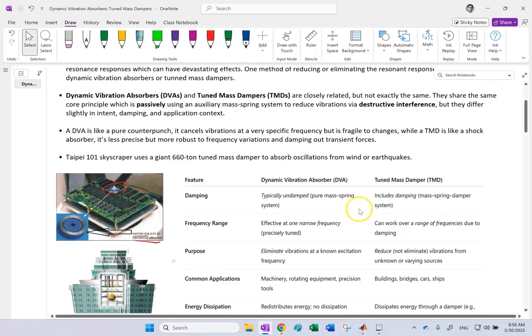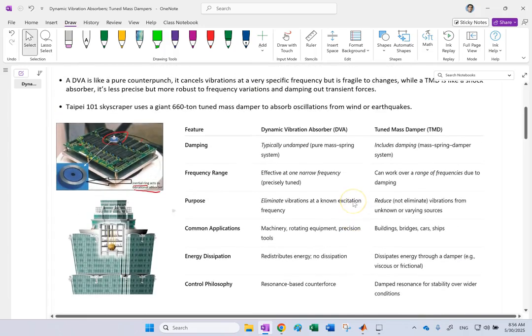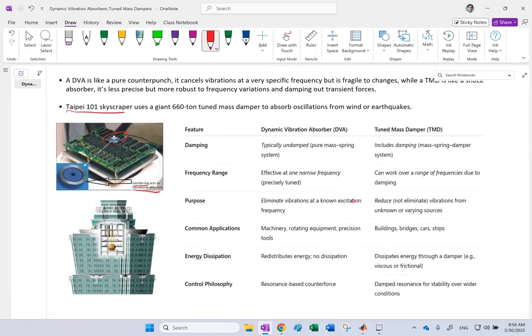Or if you, for instance, look at the Taipei 101 skyscraper, right? You see that at like the 90 or 91st floor at the very top of the tower, they have this huge mass, which is basically about a 660 ton mass damper. Why do they do that? They want to absorb the oscillations of the building against wind and earthquake.